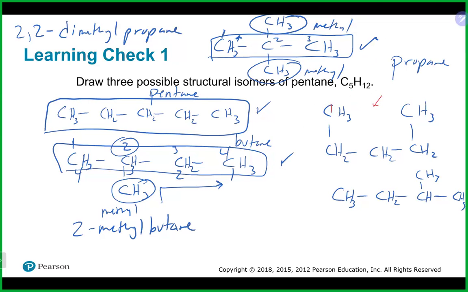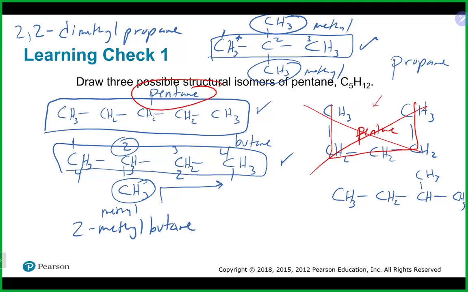It is 5. 1, 2, 3, 4, 5. Nothing else there. That means this is what? What's the name? That is pentane. Is that an isomer? It is not. It's the same as this one. You just drew it differently. Very common mistake people make. It looks different, so it must be. It is not.